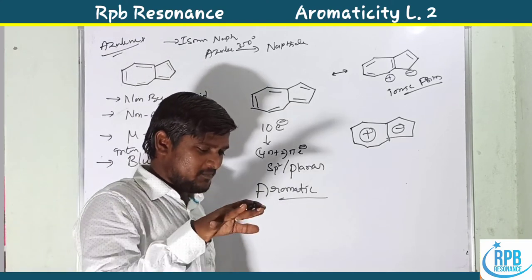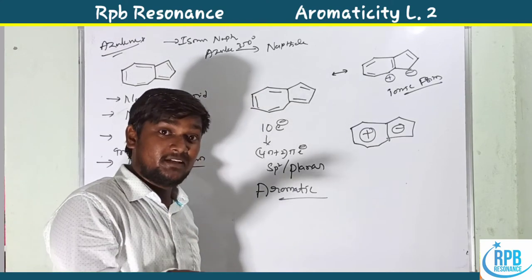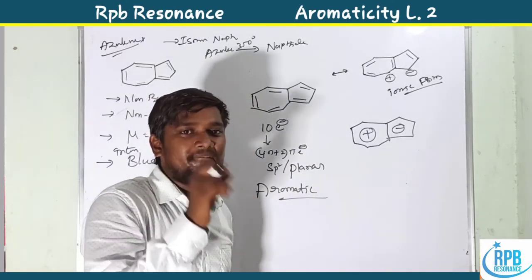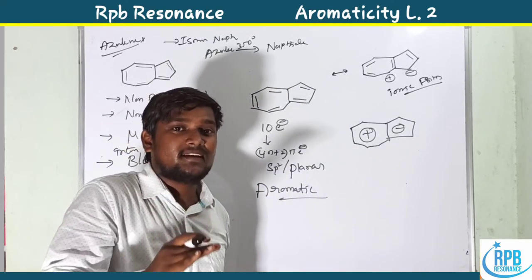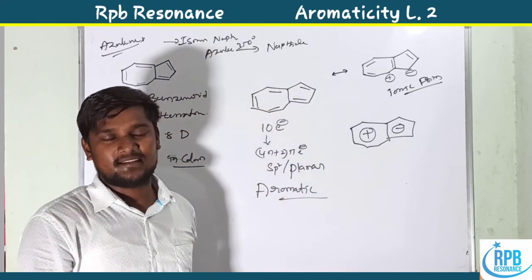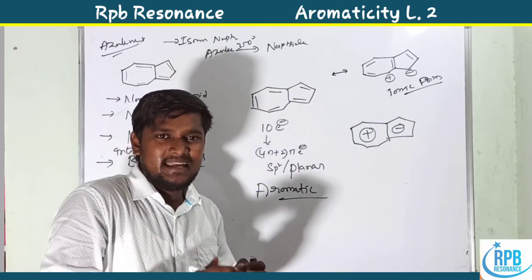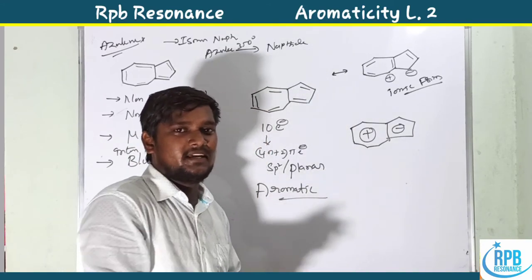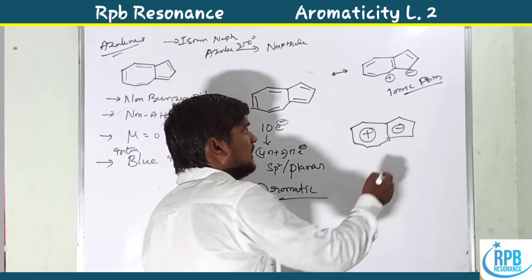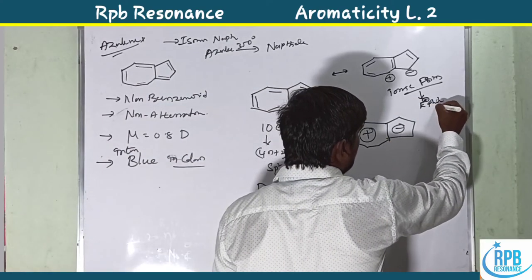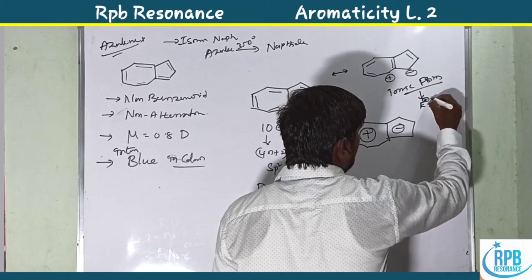Many competitive exams ask questions like this: in the case of the azulene system, either the 7-membered ring or the 5-membered ring, which one readily reacts in electrophilic substitution? Absolutely the 5-membered ring. Why? Because the 5-membered ring has the negative charge, that's why it readily reacts with the electrophile. It undergoes electrophilic substitution reaction on the 5-membered ring.